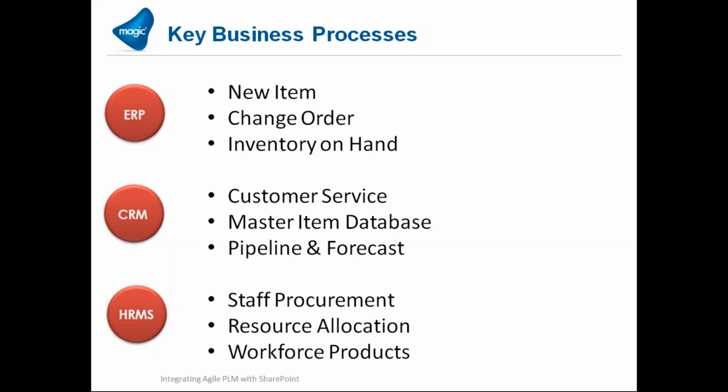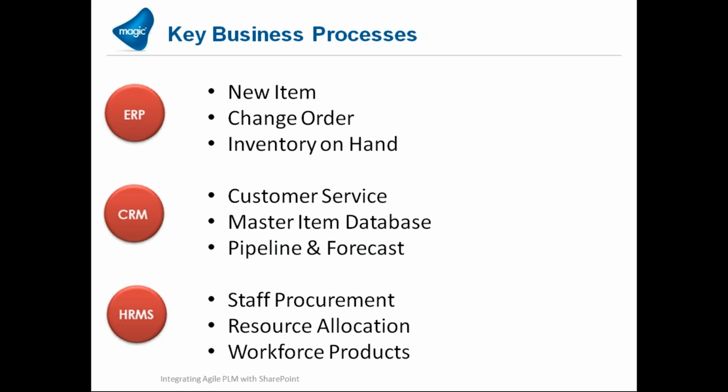So you see that there are some key business processes in each of these systems that can be overlapping with product lifecycle management. New items, change orders, inventory on hand are all things that are going to be key in ERP and many others. CRM is going to have customer service, master item database, pipeline and forecast information that they're interested in.